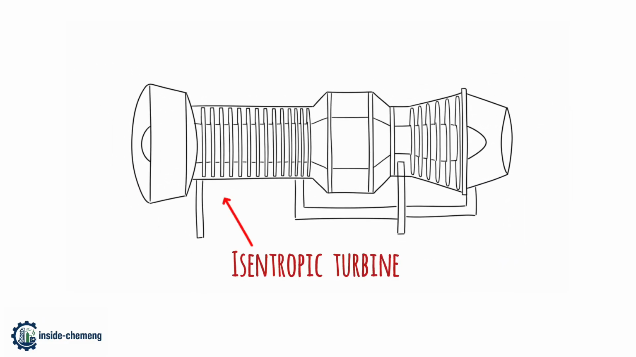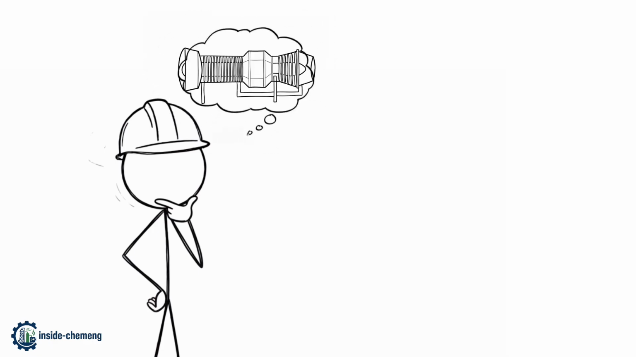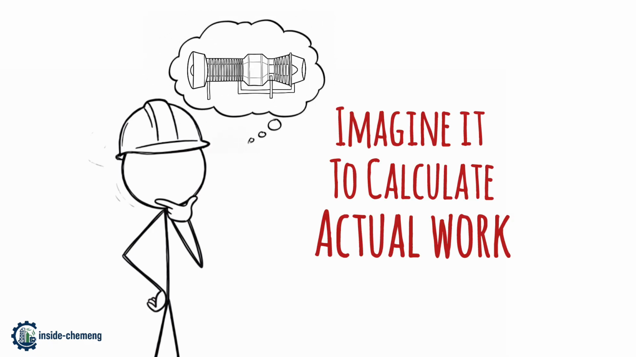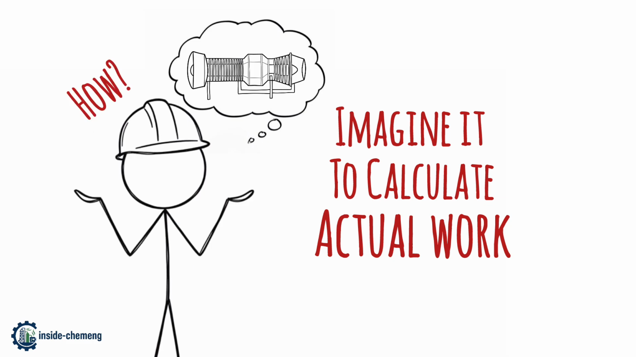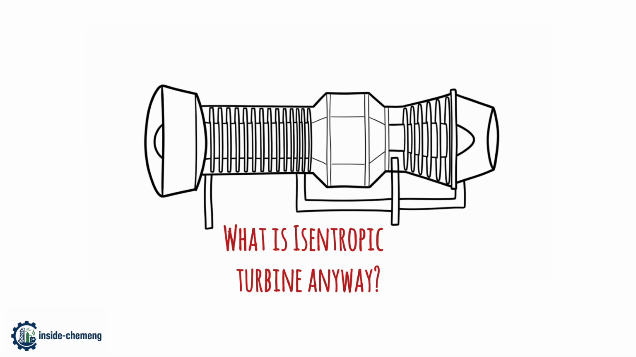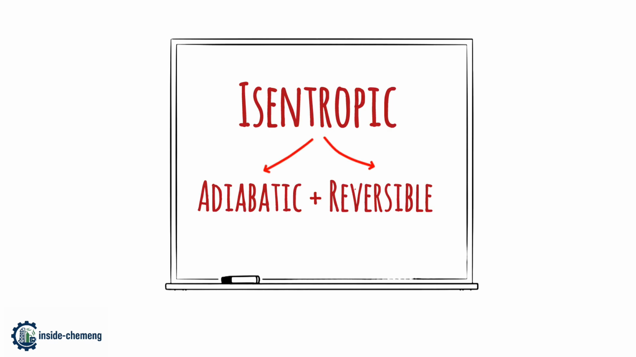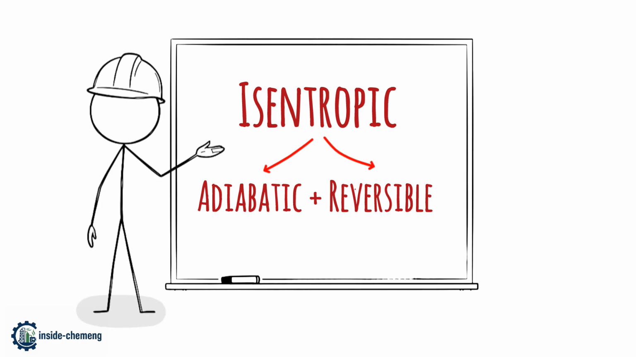Believe it or not, an isentropic turbine doesn't actually exist in the real world. We just imagine it theoretically, so we can calculate the actual work produced by a real turbine. But how? What even is an isentropic turbine anyway? Basically, isentropic means adiabatic and reversible. This means the turbine is dropping the gas pressure while keeping the entropy constant, with absolutely no heat exchange with the environment. Let's break this down with a really simple example.